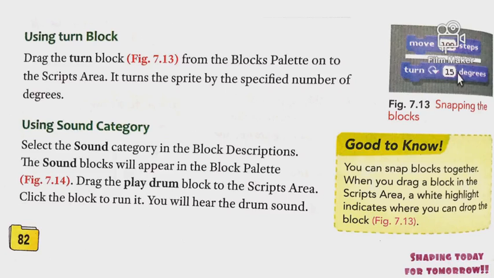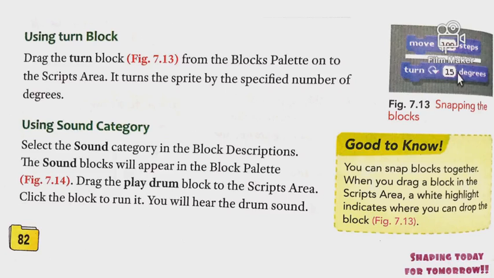Now the next topic is using sound category. Select the sound category in the block descriptions. The sound blocks will appear in the block palette. Drag the play drum block to the script area. Click the block to run it. You will hear the drum sound.